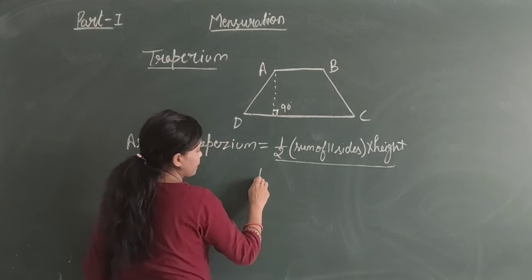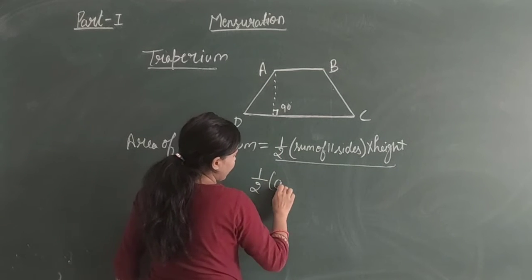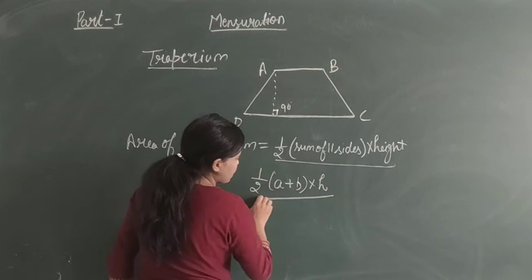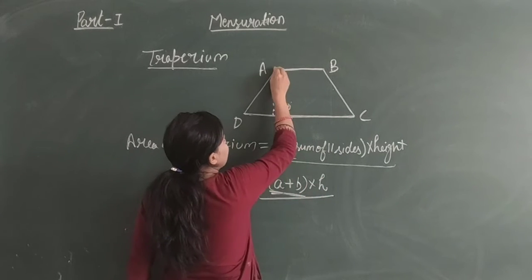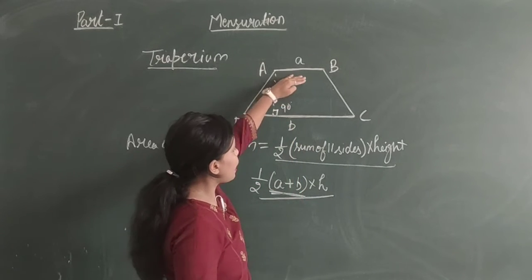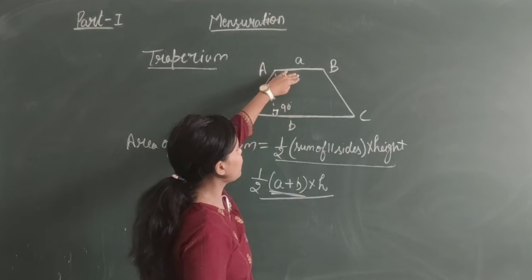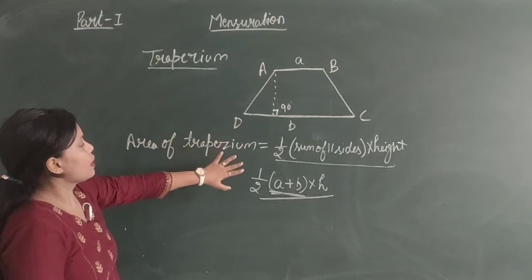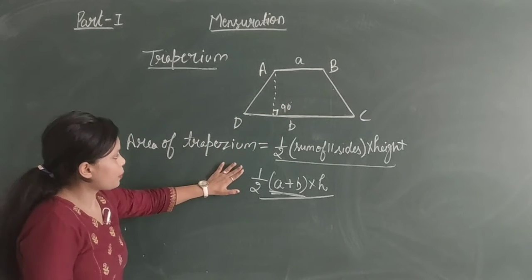It can also be written as half (A plus B) into height. So this is A and this is B. That means side A and side B are the sum of the parallel sides. So this is the formula for the area of trapezium.